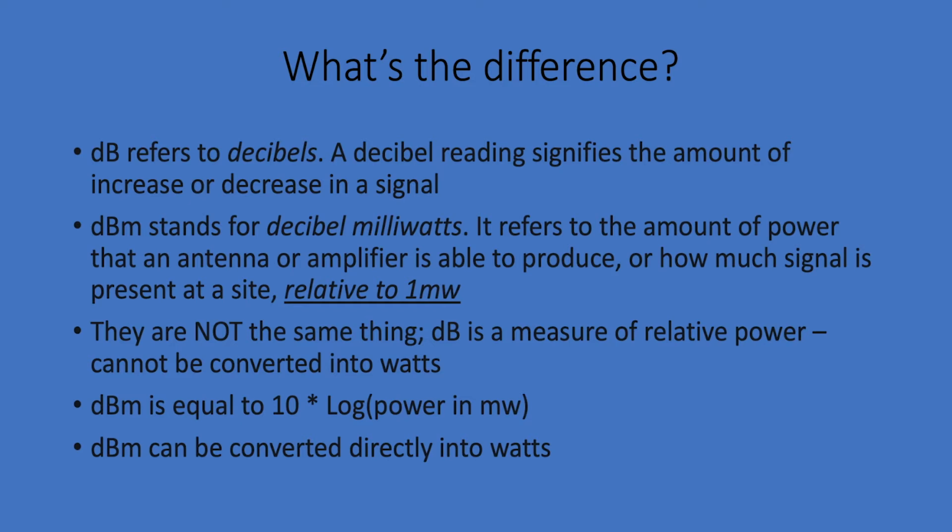dB is a measure of relative power. You can't convert it into watts. There is no direct conversion of dB into anything. You can convert dBm into watts, and a dBm value is equal to 10 times the log of the power in milliwatts, and that gives us our dBm value for that power in watts. We can convert it directly into watts.